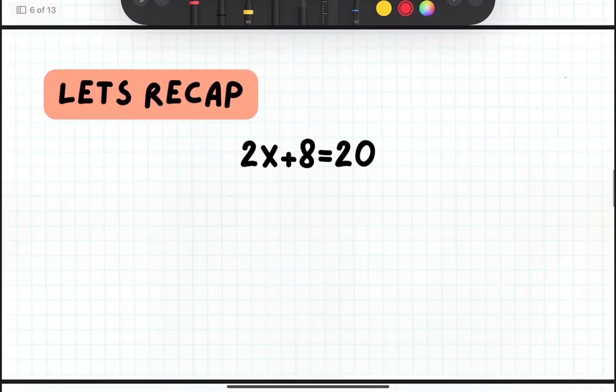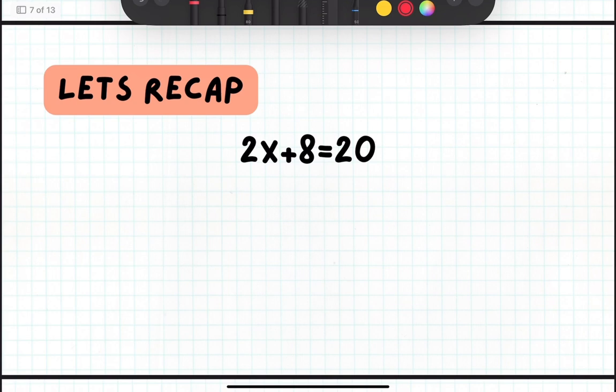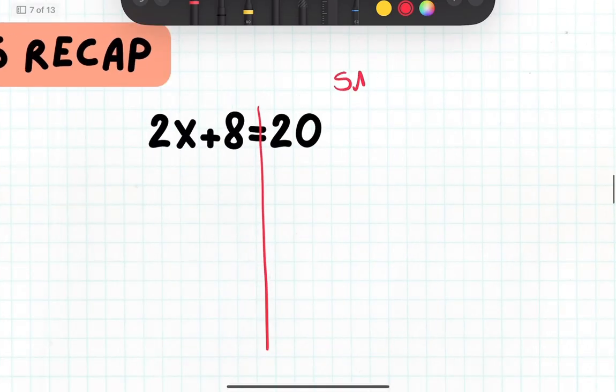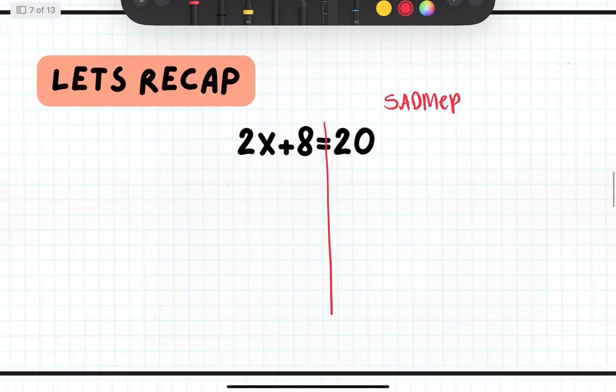And before we move on, let's recap what we've seen in previous videos about solving linear equations. So here we have this problem, and if we wanted to solve for x, we would use something called SADMEP. So first, to solve for x, we're going to subtract or add, which in this case we're going to subtract because 8 is being added. So I'm going to simply subtract 8 on both sides.